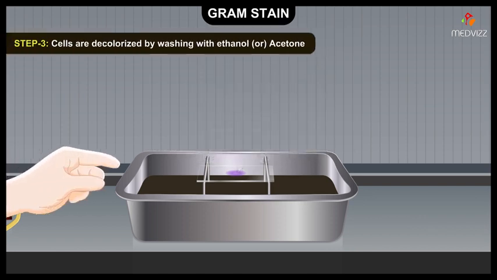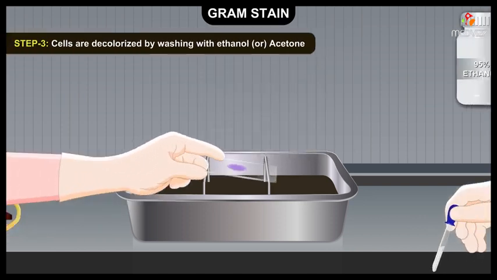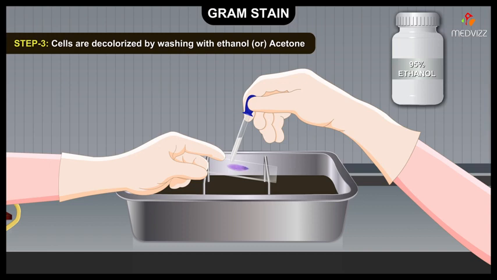The cells are then decolorized by washing with ethanol or acetone. This is the differential step. Gram-positive bacteria retain the crystal violet, whereas gram-negative bacteria do not. The ethanol or acetone should be added drop-wise, with the slide tilted at an angle, until the drop coming off the edge of the slide just starts to become colorless.